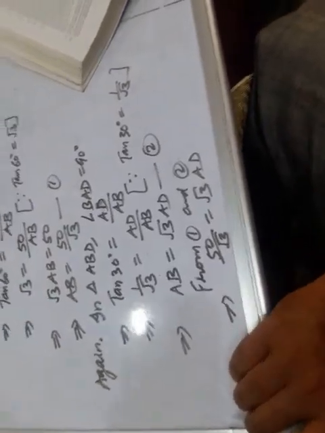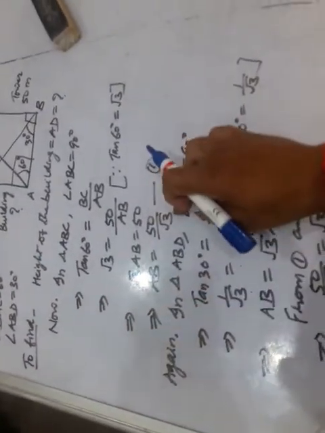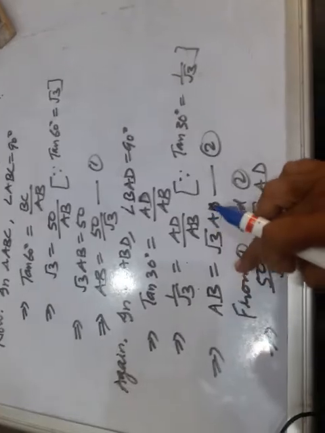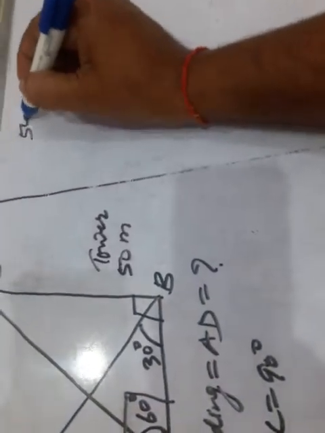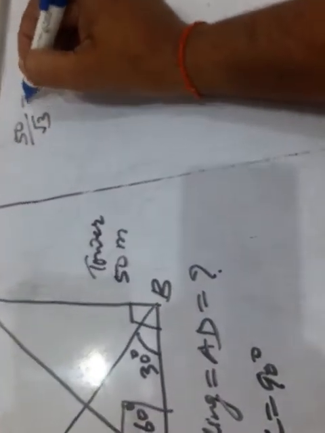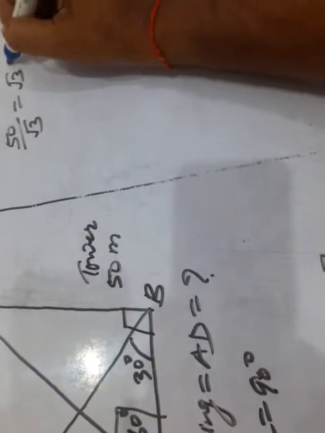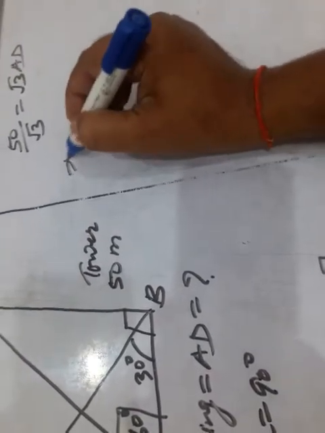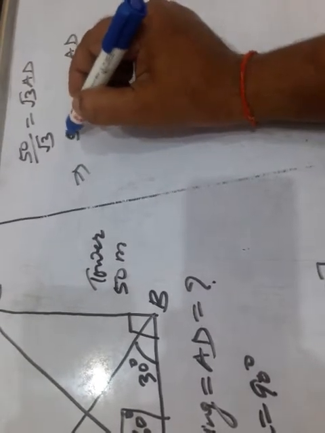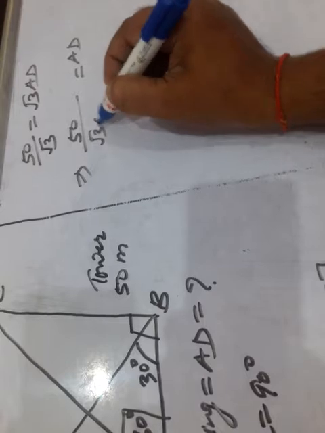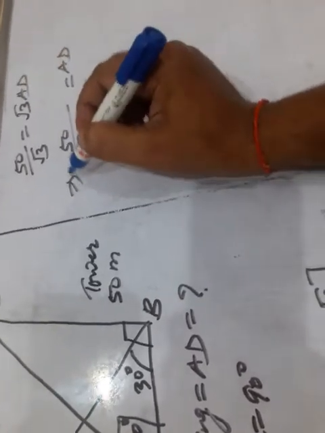Okay, children? That is what will be there. This is now AB equal to 50 upon root 3. Clear? And here AB equal to root 3 AD. What we have seen here, 50 upon root 3 equal to root 3 AD. Look, this implies that AD equal to 50 upon root 3 into root 3. This root 3 is taken.